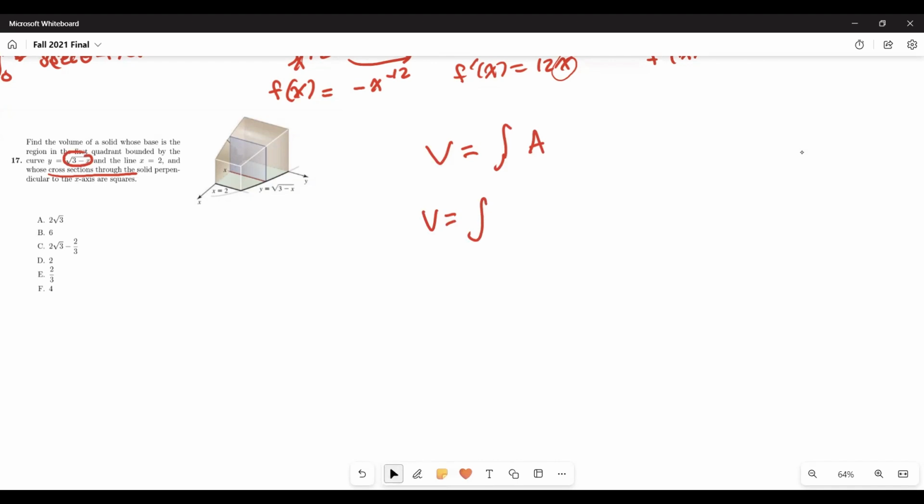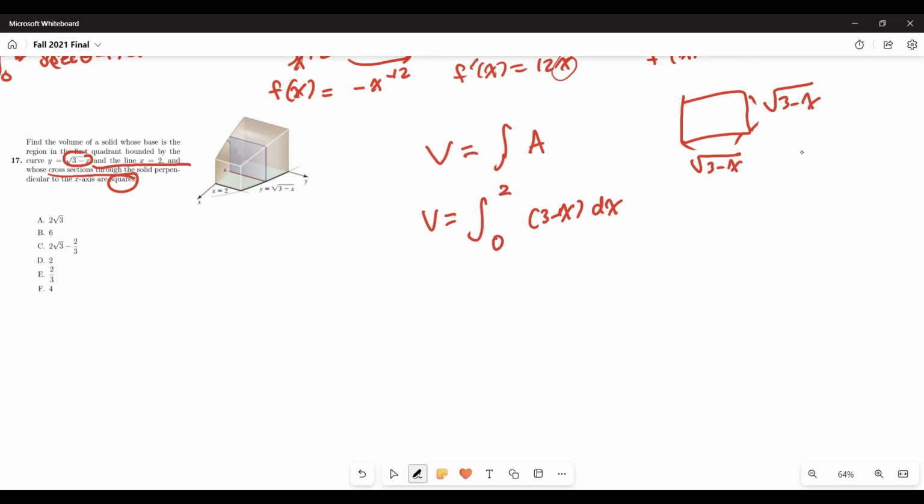and the region is a square, so the side is square root of 3 minus x, square root of 3 minus x, so the area is just 3 minus x dx, and it's integrating over the region bounded by the line x equals 2, so it's going to be from 0 to 2. So if you integrate that, that becomes 3x minus x squared over 2 from 0 to 2.